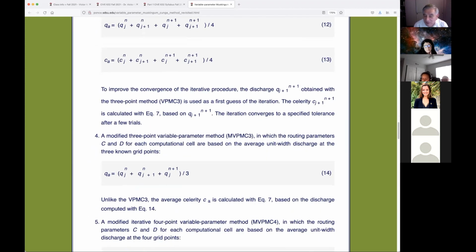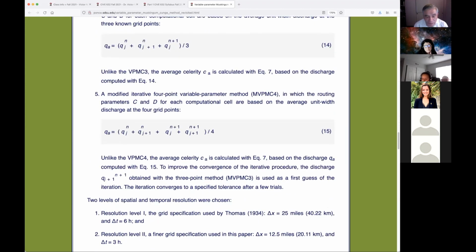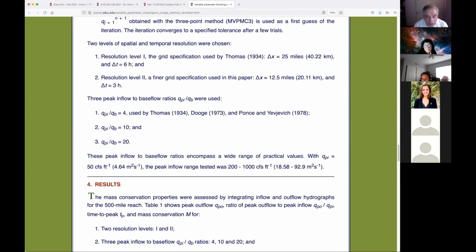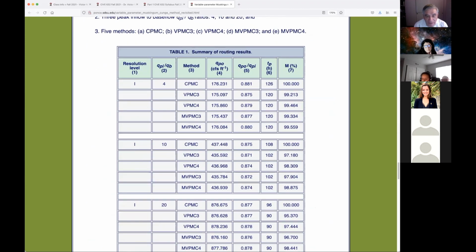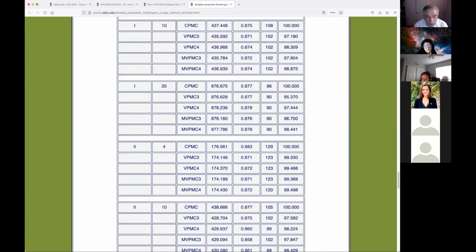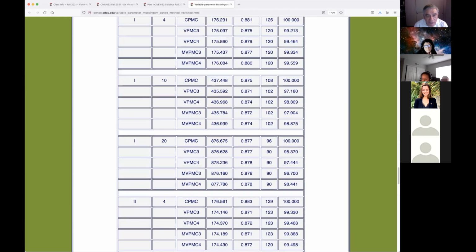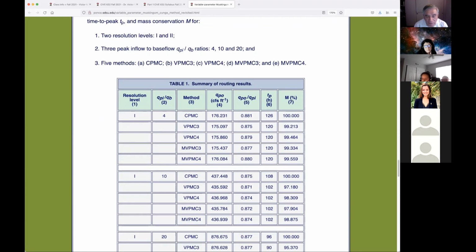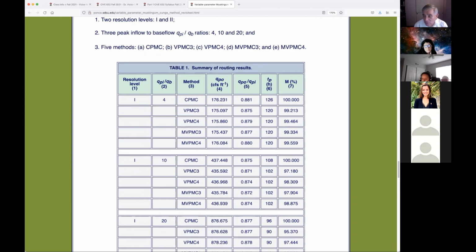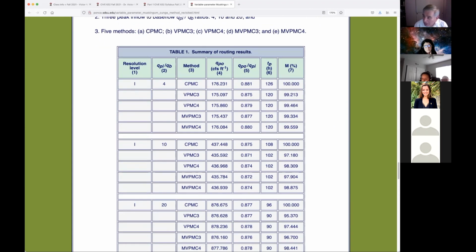And that led us to an improvement. I'll show you the improvement. Two resolution levels, results. Okay, here's the improvement. You have two resolution levels, Roman 1 and Roman 2. We have three base to peak flow ratios: 4, which is 50 to 200, then 10, which is 50 to 500, and 20, which is 50 to 1000. The peak is 1,000, the base is 50.